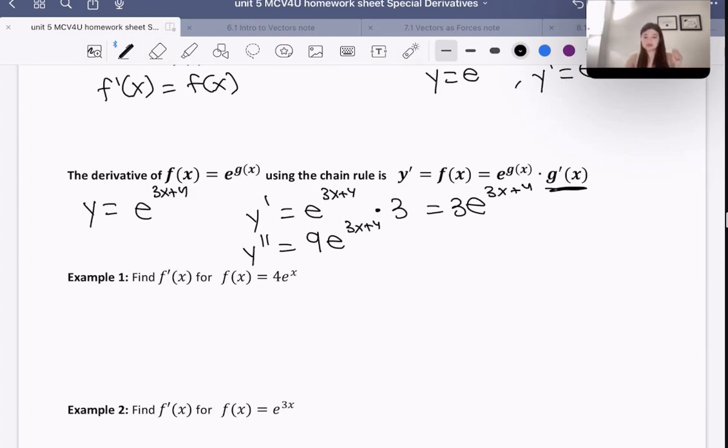So I'm going to do example 1 first. Example 1 says, find f prime of x for f of x is equal to 4e to the x.